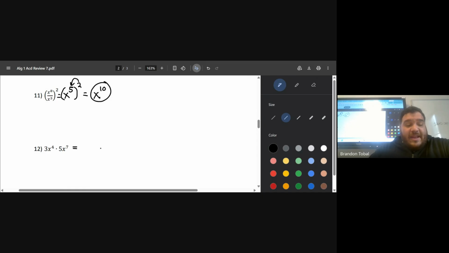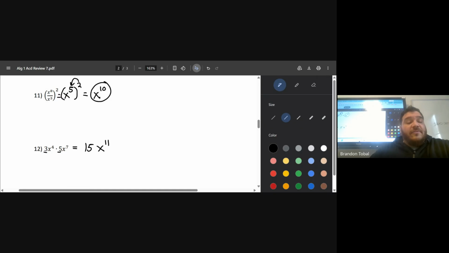So we're going to add the exponents. So that's going to be x to the 11. And what about the 3 and the 5, the normal 3 and the 5? Good. Sure. Normal numbers, you multiply normally. So 3 times 5 is 15. Good job, Hadar. Normal numbers, multiply.